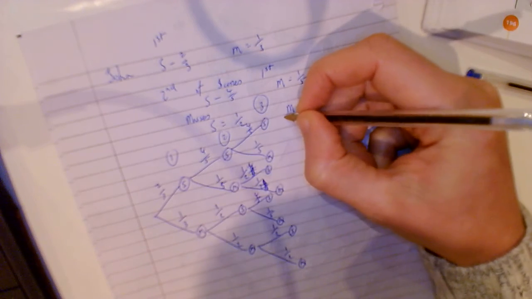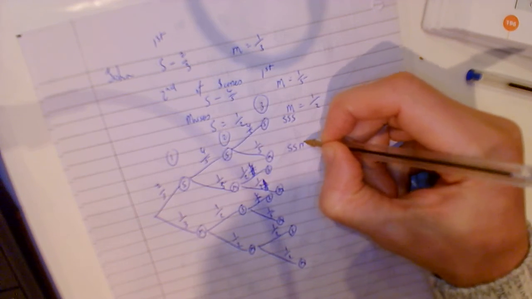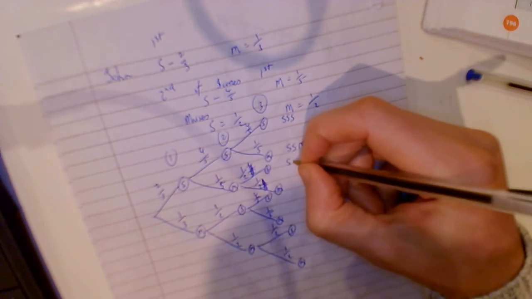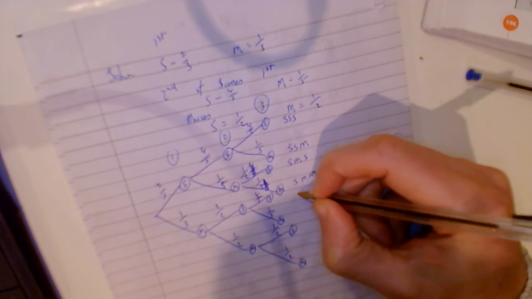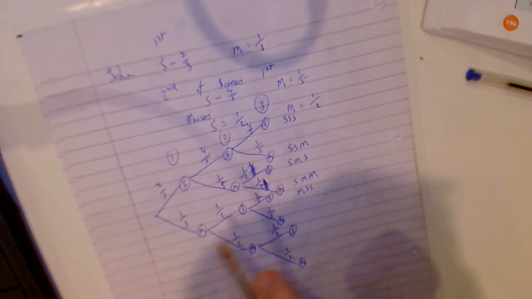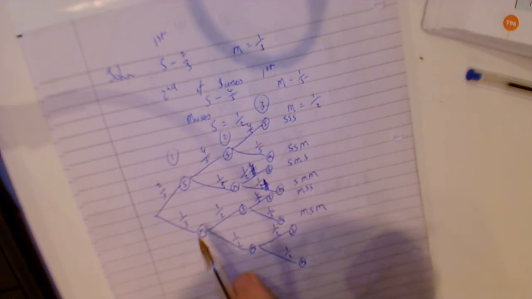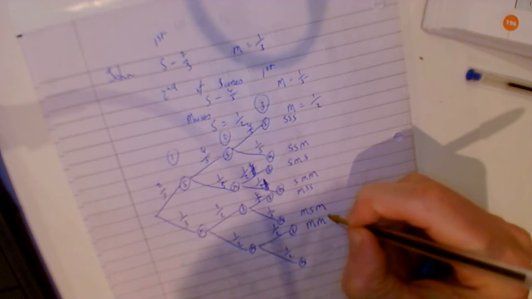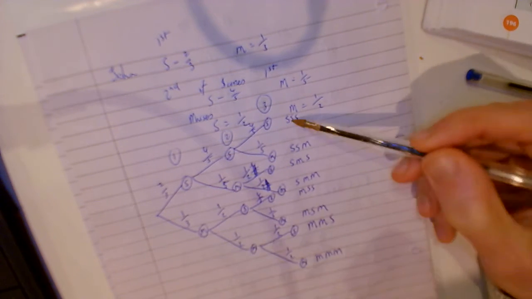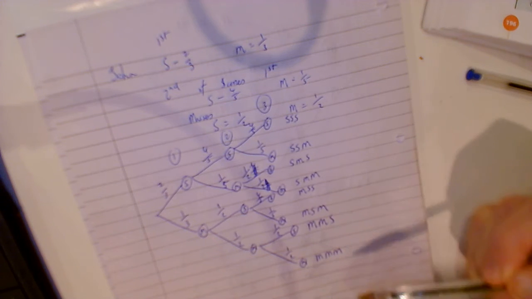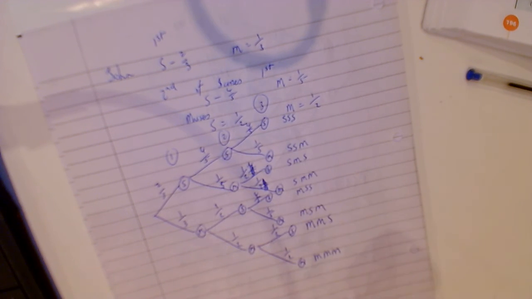So, always write out the possible outcomes. That's score, score, score. This is score, score, miss. This is score, miss, score. This is score, miss, miss. This is miss, score, score. This is miss, score, miss. This is miss, miss, score. And this is miss, miss, miss. So outcomes 1, 2, 3, 4, 5, 6, 7, 8. So the 8 outcomes. Now I do not say that score, score, score is 1 in 8.